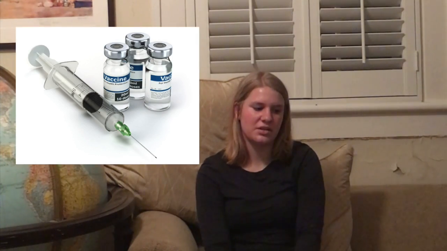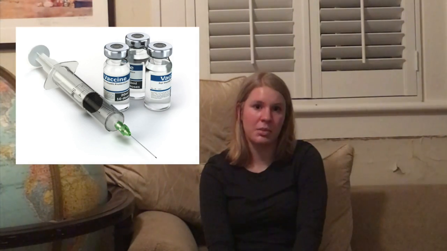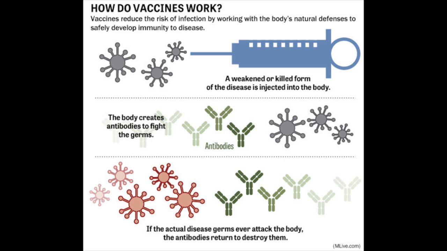Next, we'll be talking about vaccines. So vaccines work by inserting a small amount of the disease doctors are trying to prevent into the body to mimic an infection. The immune system reacts as it would to the disease, producing specified T and B lymphocytes and antibodies to fight the infection.